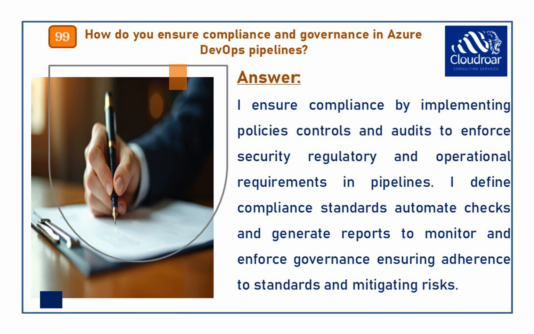Question 99. How do you ensure compliance and governance in Azure DevOps pipelines? I ensure compliance by implementing policies, controls, and audits to enforce security, regulatory, and operational requirements in pipelines. I define compliance standards, automate checks, and generate reports to monitor and enforce governance, ensuring adherence to standards and mitigating risks.